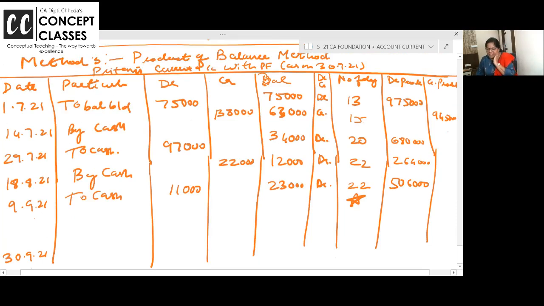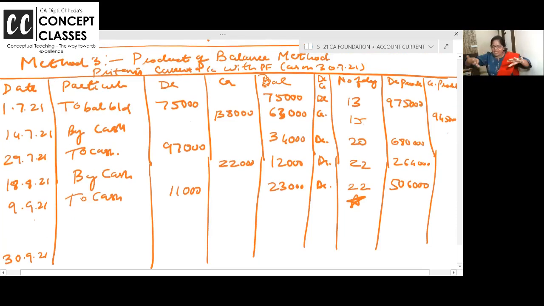But what you did was make separate left and right columns, whereas I have written everything on the right hand side. So 75,000 balance was there for 13 days, 63 for 15 days, and so on. Last one I increased one day. Please change it by one day: 9 September to 30th September.